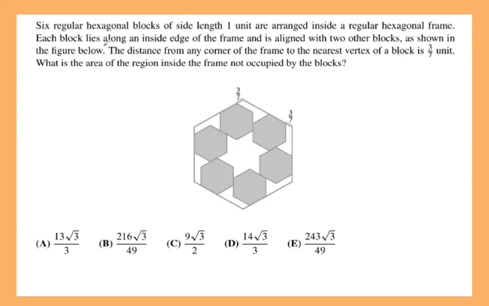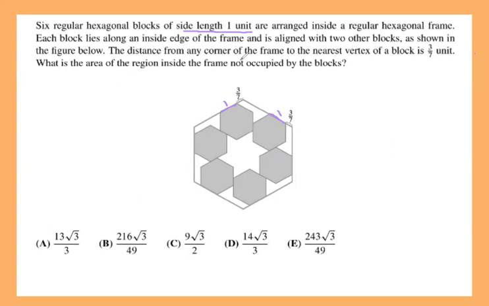Okay. So we are given six regular hexagons inside of another regular hexagon, and one side of the smaller one is 1 unit. So that means this piece is 1, right? And each block lies along the inside of the edge of the frame that is aligned with the two other blocks, as you see.